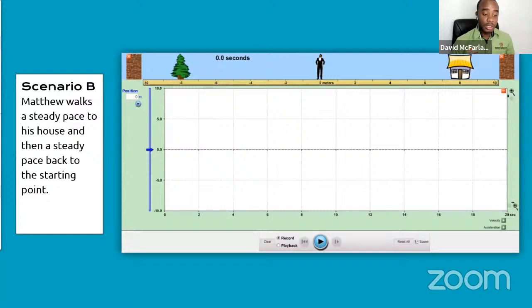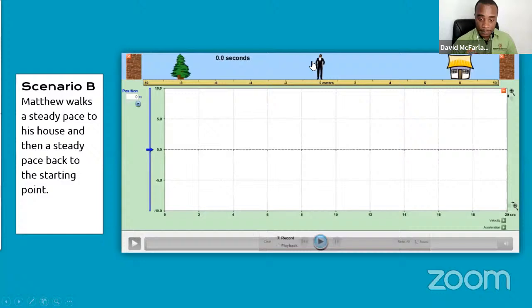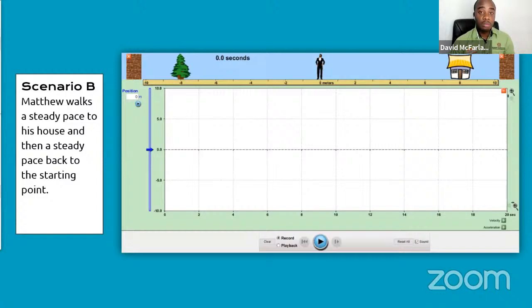So in this scenario, Matthew walks a steady pace to his house, and then he walks a steady pace back to the starting point, okay? So remember what we're thinking about? What happens when he moves away from the center, stops, and then comes back to the middle? So let's see what happens.